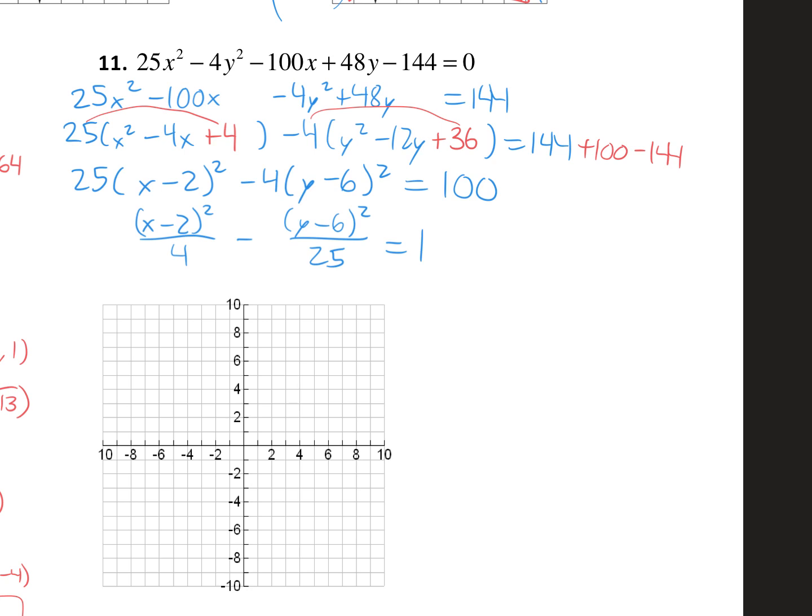All right, and finally, we have our first horizontal hyperbola centered at 2, 6. Right, underneath the x, we see a 4. We take the square root and go left and right 2. Right, underneath the y, we see a 25, so we're going to have to go up and down 5.